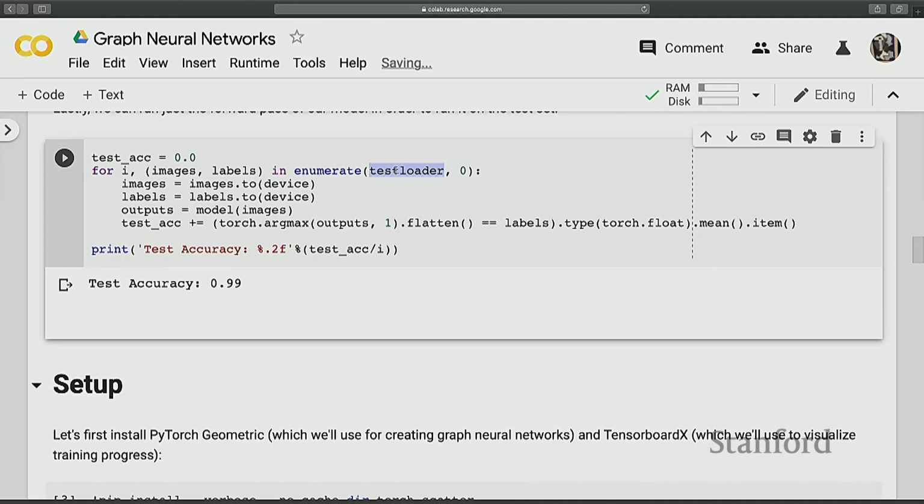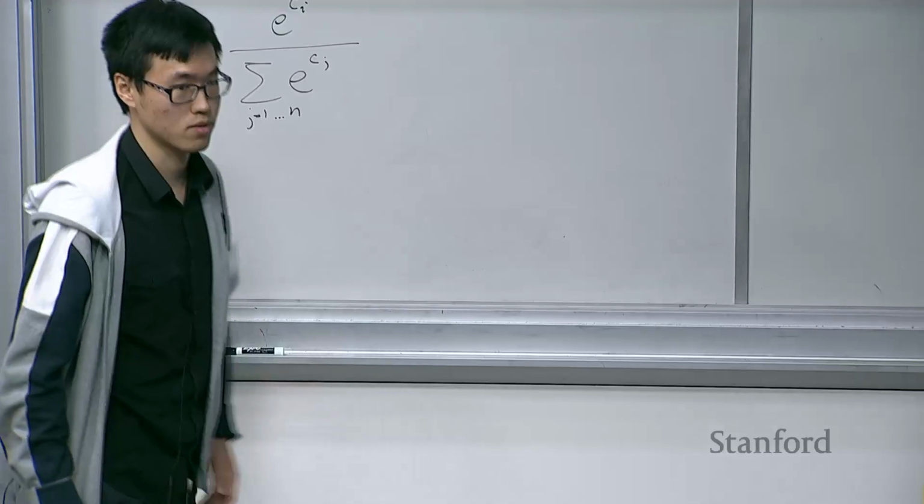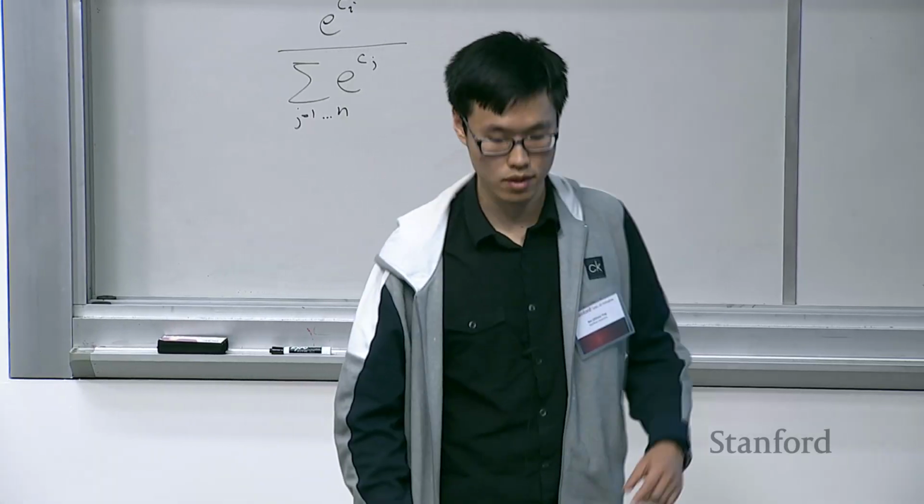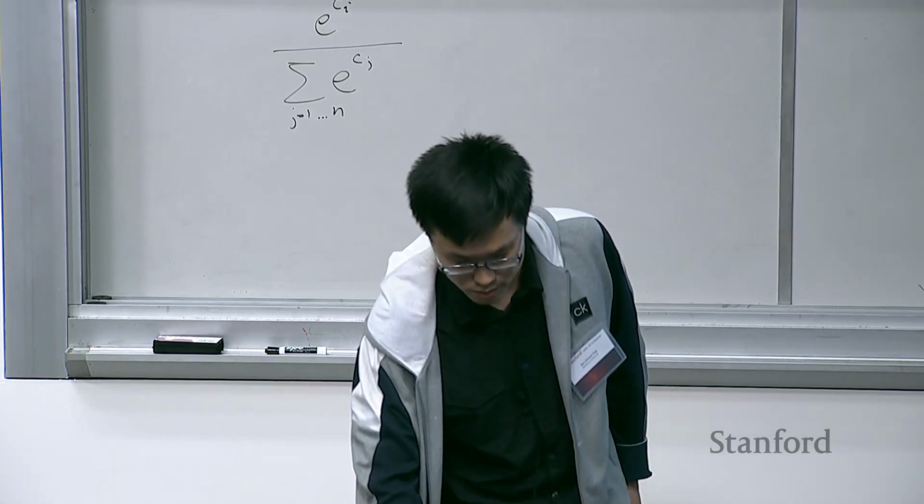We enumerate over the entire test set. For the images, we go to GPU. For labels, we go to GPU. And we produce our model output. And remember that the model output is this thing, right? It's the softmax that we computed from the model class.